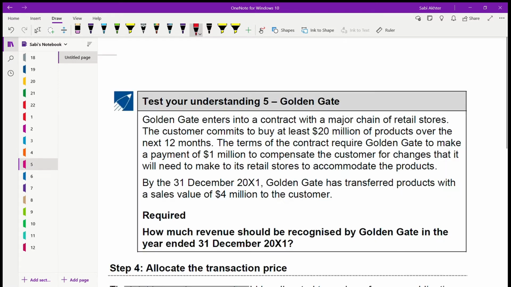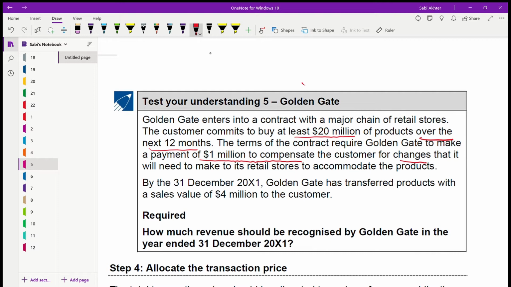Now let us go to 5. Golden Gate enters into a contract with a major chain of retail stores. The customer commits to buy at least 20 million of products over the next 12 months. So this wording says that it's not at a point in time. The terms of the contract require Golden to make a payment of 1 million to compensate the customer for changes that it will need to make to its retail stores to accommodate the product. So they have made some changes. That's why they need to make a payment of 1 million to compensate the customer for the changes.